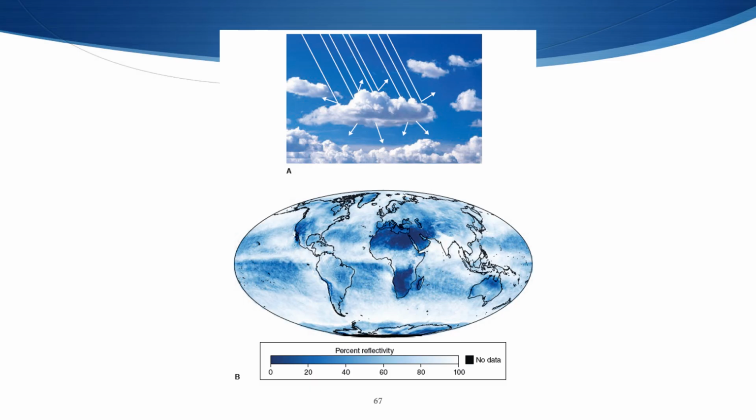Right now, here's a figure from your textbook. On top, we have clouds interacting with incoming solar radiation. The incoming solar radiation hits the top of the clouds. Some of that is absorbed by the clouds and radiated back down to Earth, but a lot of it is bounced off. It's reflected back into space because the clouds have a high albedo. They're very reflective.